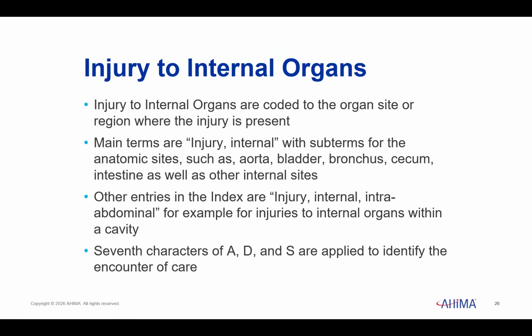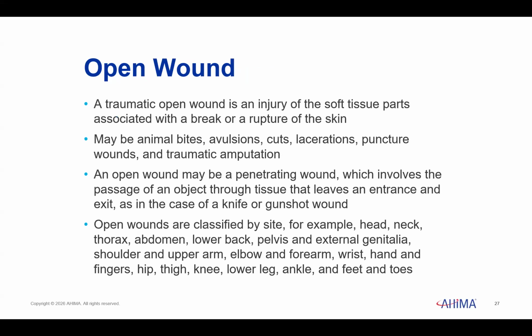Injuries to internal organs are coded to the injured organ or region. In the index, you look under injury, internal, and then you would narrow it down by the anatomic subterm and apply the correct seventh character. And it's our old friends A, D, or S.